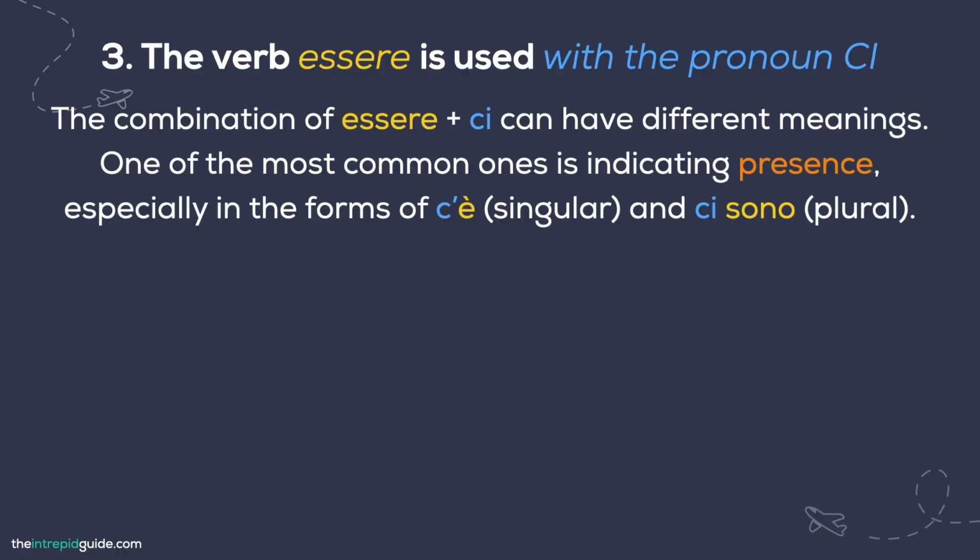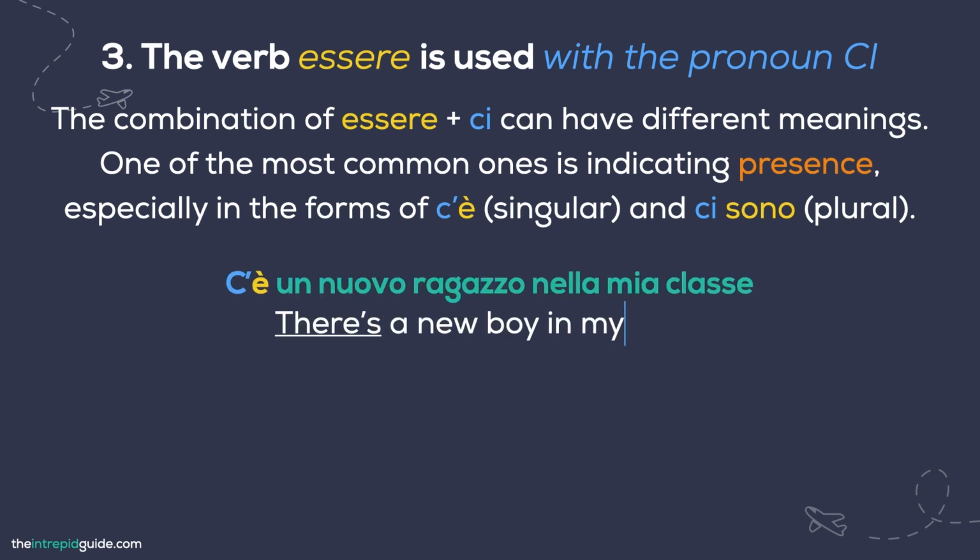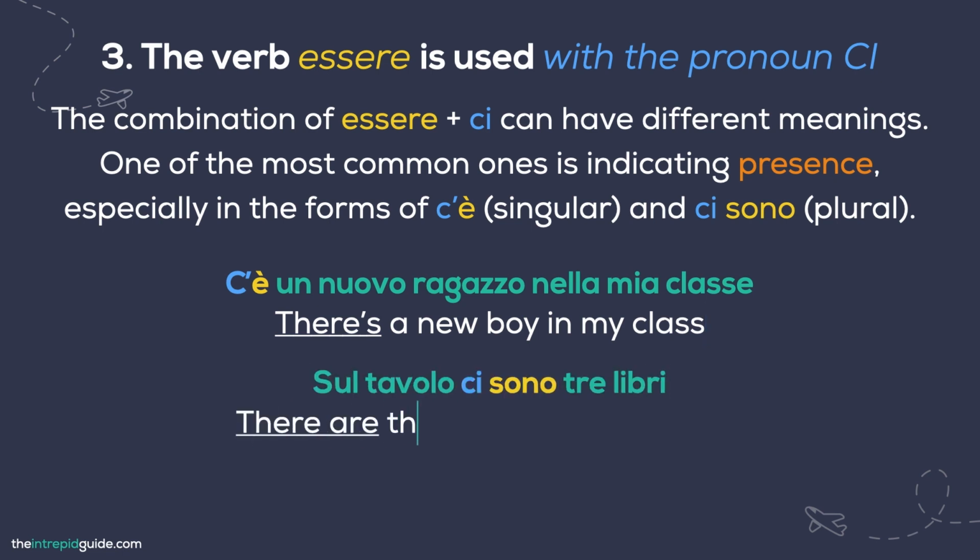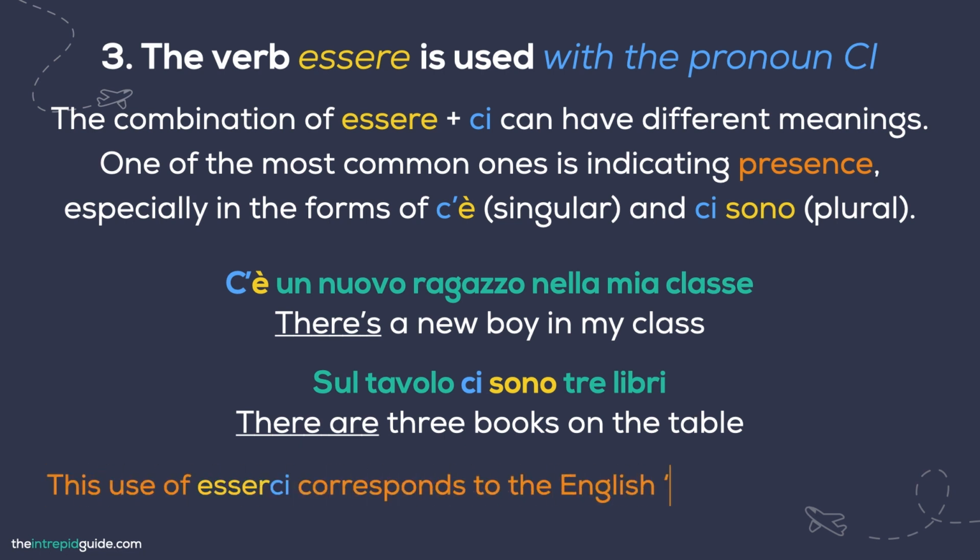Now the combination of essere plus ci can have different meanings. One of the most common ones is indicating presence, especially in the forms of C'è for the singular and Ci sono in the plural. For example, C'è un nuovo ragazzo nella mia classe. There's a new boy in my class. Sul tavolo ci sono 3 libri. There are 3 books on the table. This use of esserci corresponds to the English there is, there are.